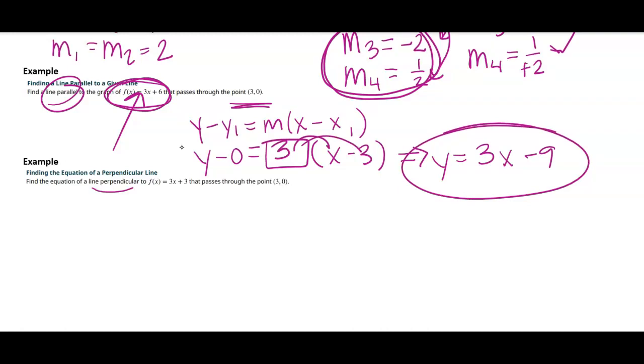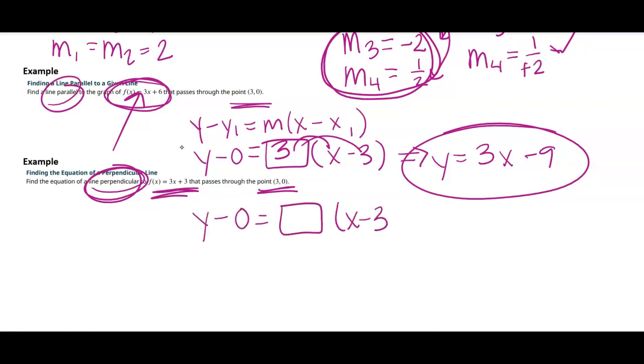If I need to find a line that's perpendicular to this line through that same point, let's go ahead and set that line equation back up. Now I need the slope to be the negative reciprocal of the slope here. So I do -1 over that slope. I don't need to simplify anything. I can just write it like so.